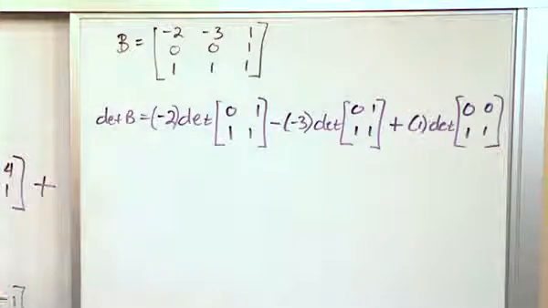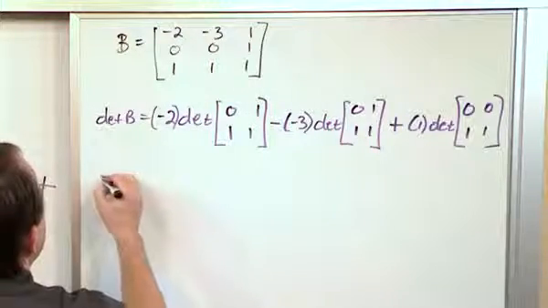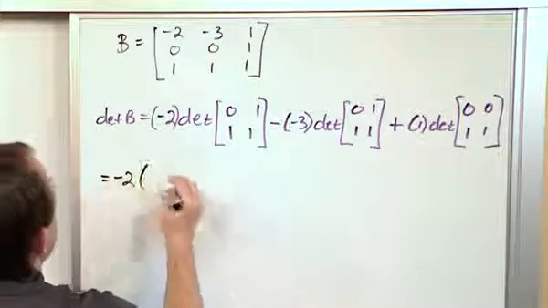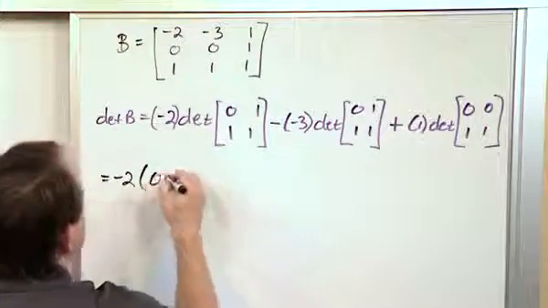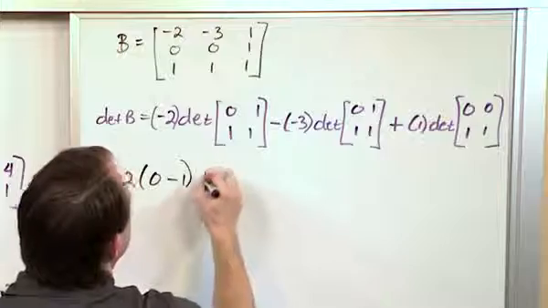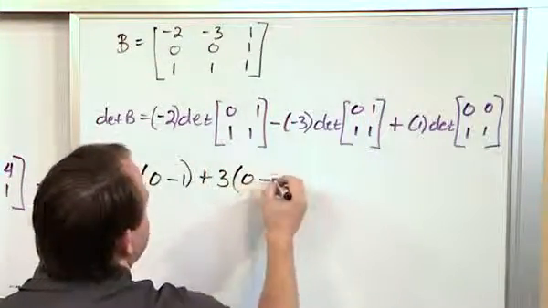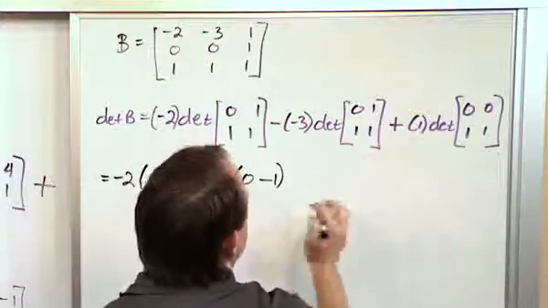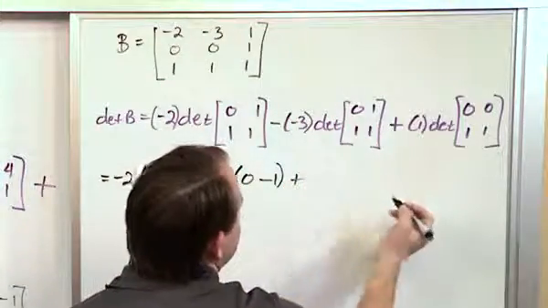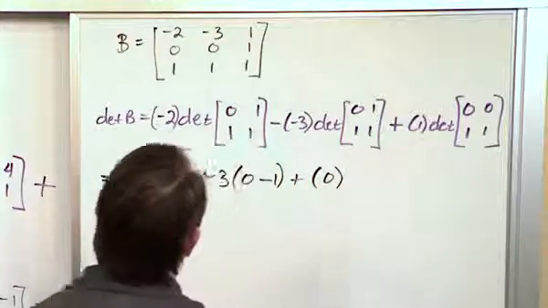Now, these submatrices are very, very simple to deal with. So what you have is negative 2 times, this is a 0 minus 1. 0 minus 1 when you do the multiplication. This becomes a plus, so we can make that a plus 3. When we do this guy, we're going to have 0 minus 1 again. And then here, it's going to be plus 1, so we can leave that alone. And then finally, this will be 0 minus 0. So we can just put a big fat 0 here.